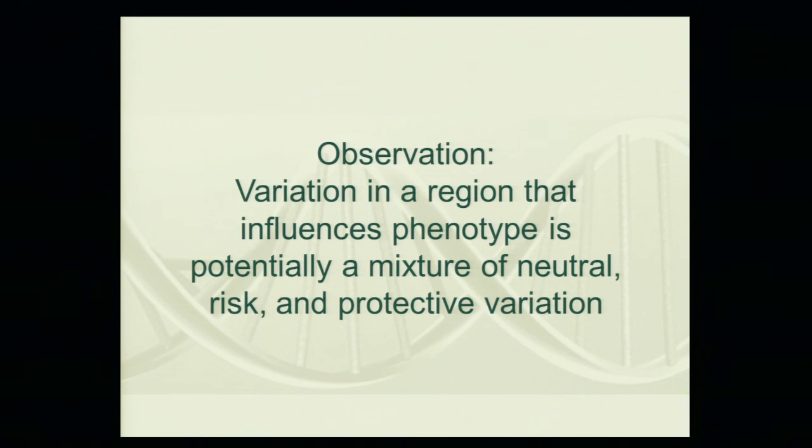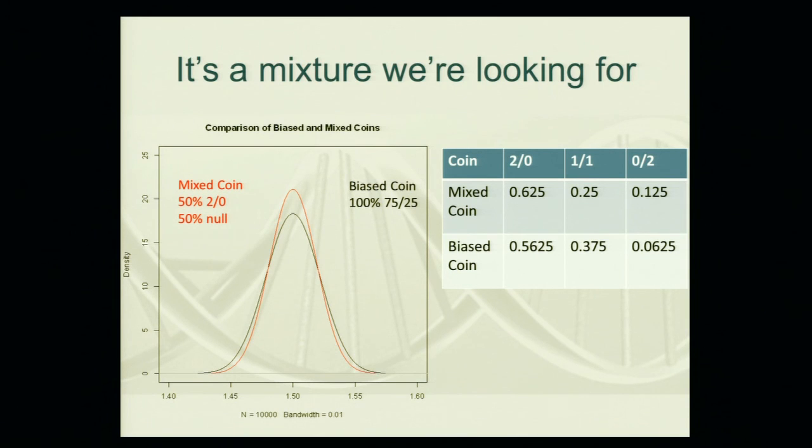Maybe there are regions of the genome where you have variation that increases your risk to something, and then variation that decreases your risk to something. So that is to say, there are a mixture of neutral, risk, and protective effects in the region. Well, what might that look like?